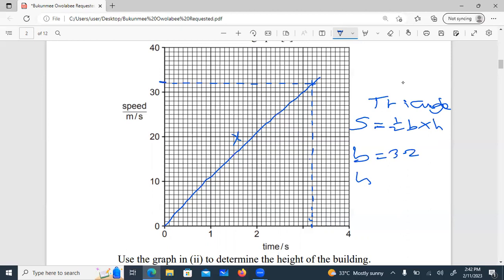What's the height of this triangle? The height of this triangle is 32. The height represents the speed in meters per second, though we don't have to put the SI units. And the base is the time, 3.2 seconds. We also don't have to put the SI units. So we just calculate the area of this triangle. That gives us the distance covered.